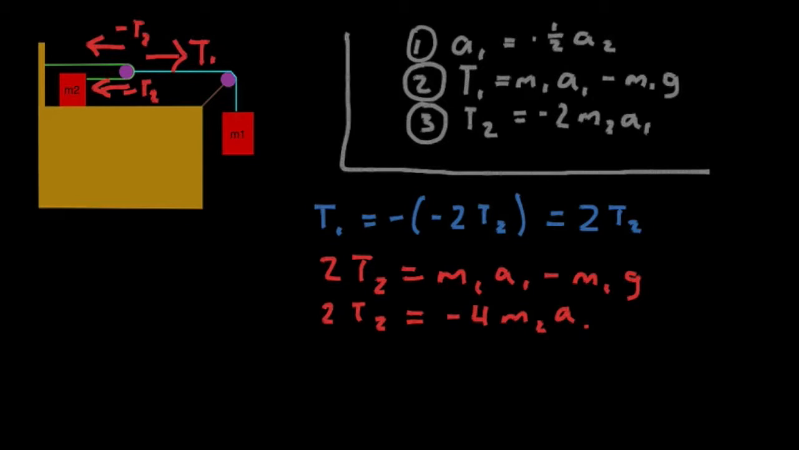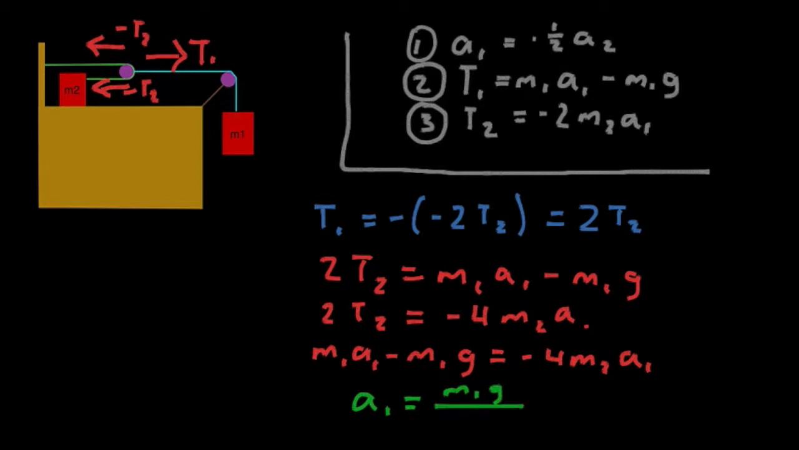And we can set these equal to each other. So m1 a1 minus m1 g equals minus 4 m2 a1. And solving for a1 gives us what we're looking for. a1 is equal to m1 g divided by m1 plus 4 m2. Now from equation 1, we can easily derive what a2 is. a2 is going to equal minus 2 times a1, so minus 2 m1 g divided by m1 plus 4 m2.